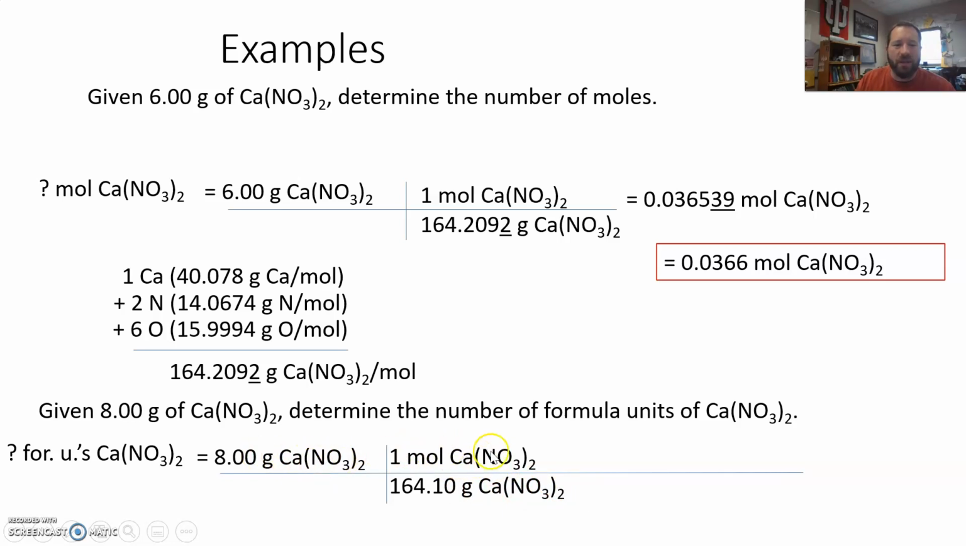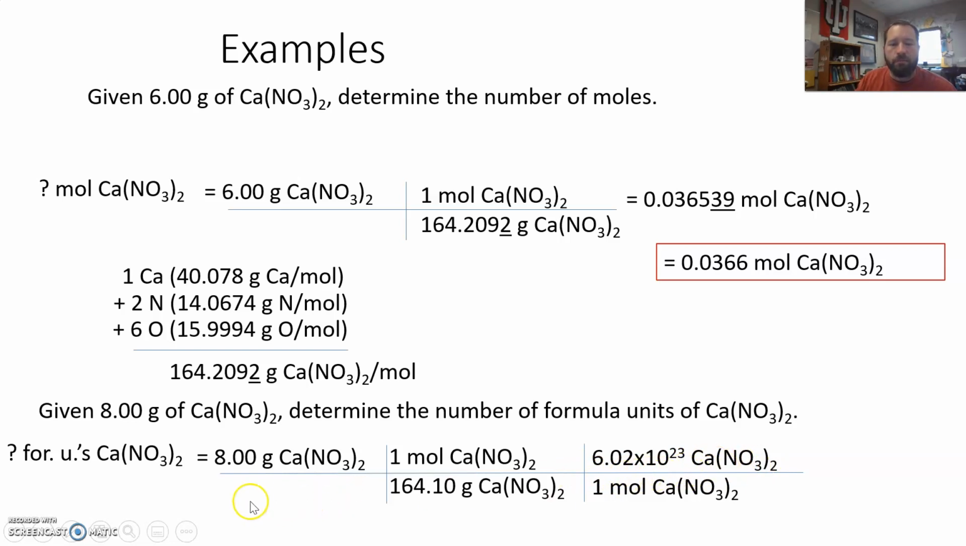My moles of calcium nitrate. Now that I have moles, I know that moles has to go on the bottom, and I can go from moles to formula units. It's 6.02 times 10 to the 23rd of whatever I have. Formula units, atoms, molecules, dollars, if you're really rich. It's that many dollars, 6.02 times 10 to the 23rd dollars in 1 mole of dollars. So 1 mole of calcium nitrate has 6.02 times 10 to the 23rd formula units of calcium nitrate in it.